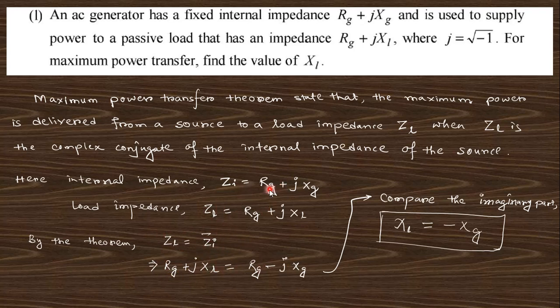So if you take the complex conjugate of this, j will be replaced by minus j. So this is Rg plus jXg and this is Rg minus jXg. If you compare these two, Rg cancels out, so XL equals minus Xg. This is the value of XL. Go to the next one.